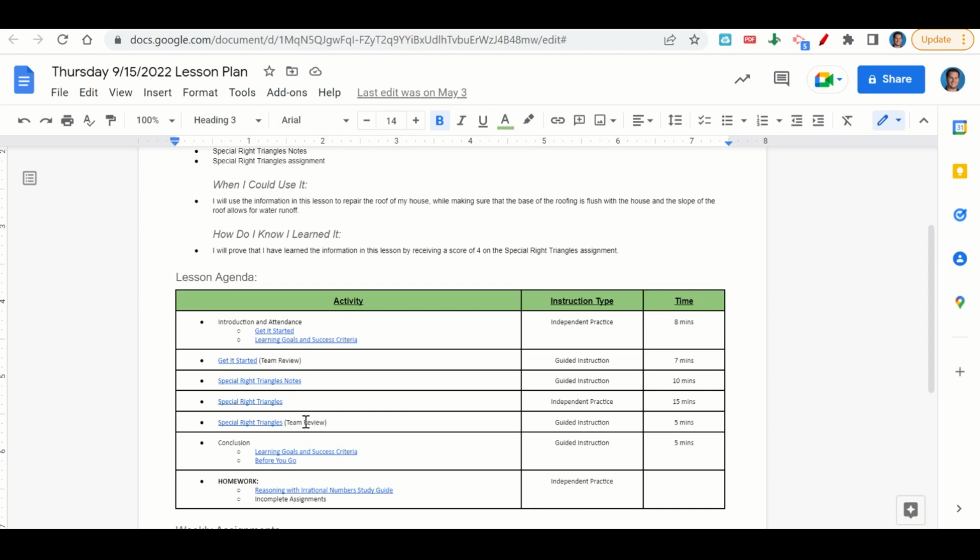Once you've completed the assignment, we'll go over it together and answer any questions that you may have. At the end of class, we'll go back over our learning goals and success criteria while you fill out your before you go. Your only homework for tonight is to continue working on the Reasoning with Irrational Numbers study guide and any incomplete assignments that you may have.